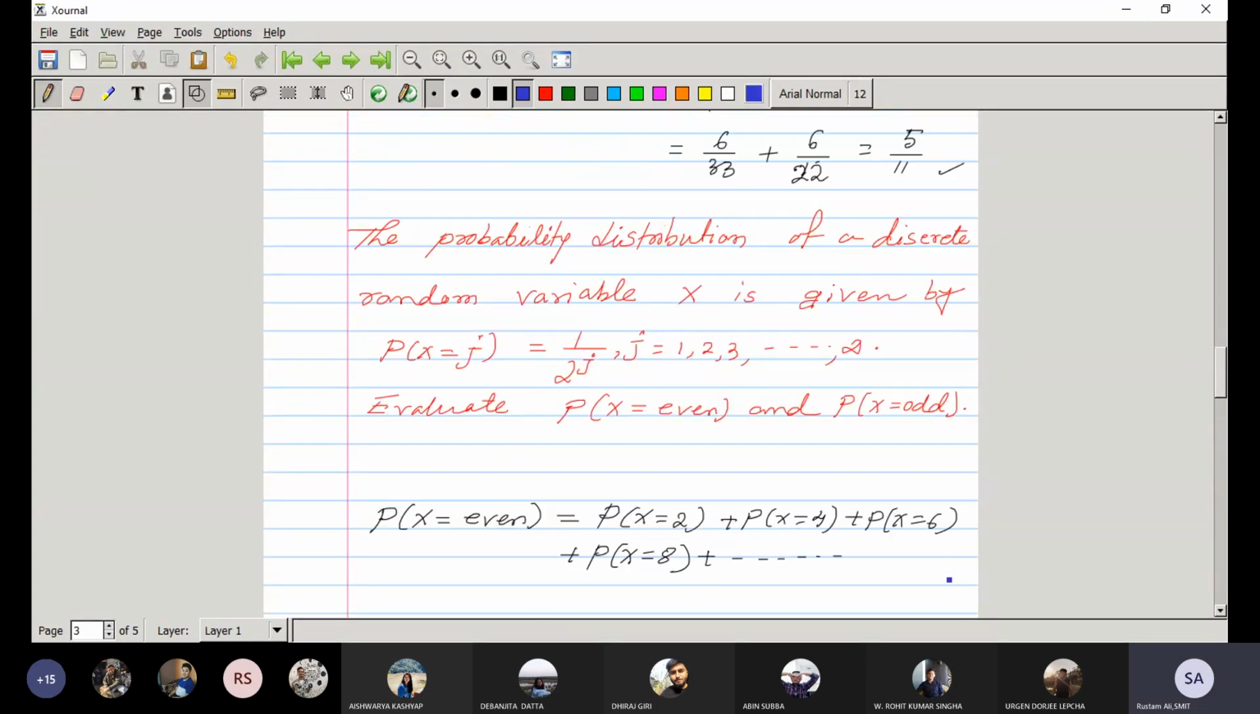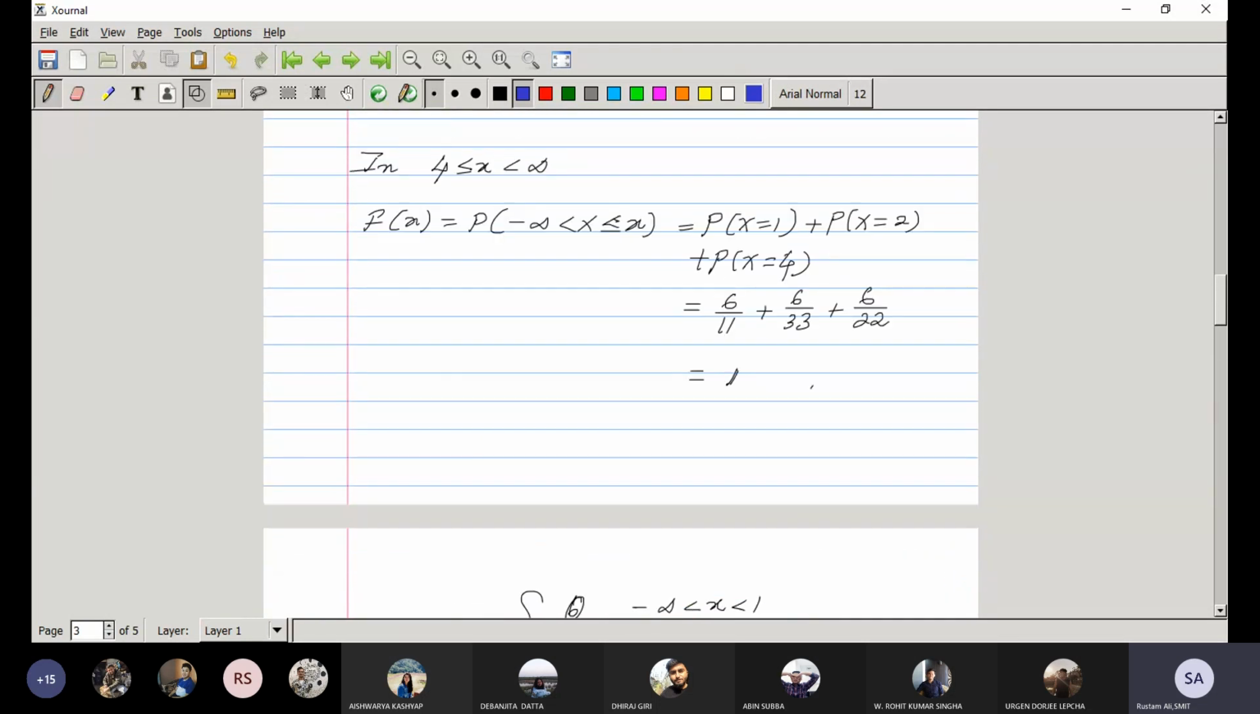In the next class, we'll solve some problems related to mean, and also we'll define variance and solve some problems related to it.